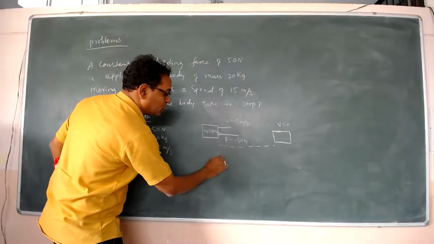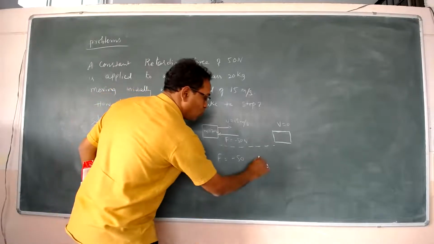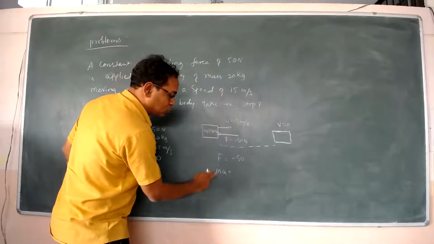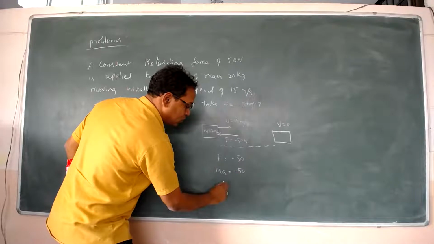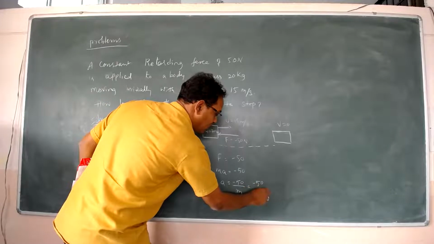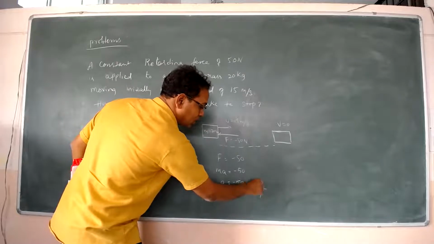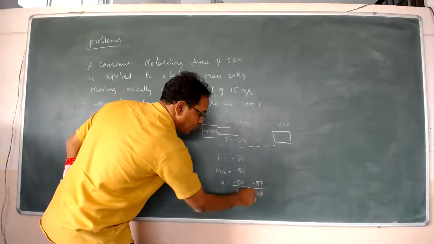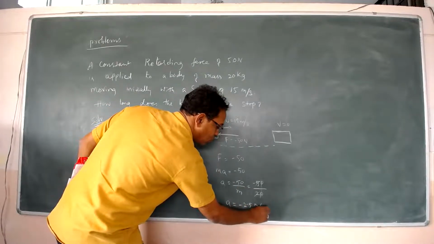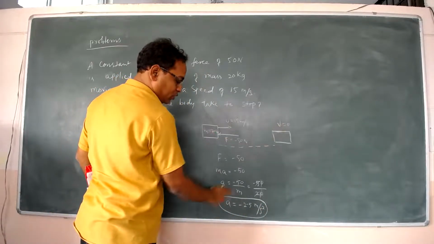Here F is given as minus 50 Newton. We know one formula, F is equal to ma, according to Newton's second law, which is equal to minus 50. Therefore, a is equal to minus 50 by m. What is m here? 20 kg. So these two will get cancelled. Therefore, a is equal to minus 2.5 meters per second squared. This is the acceleration with which the body is moving.